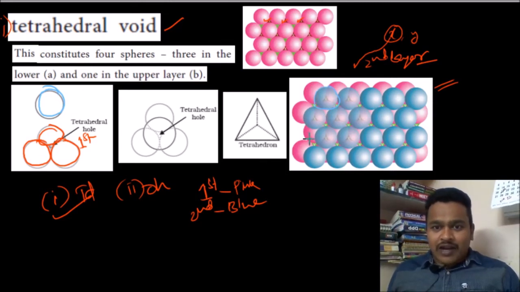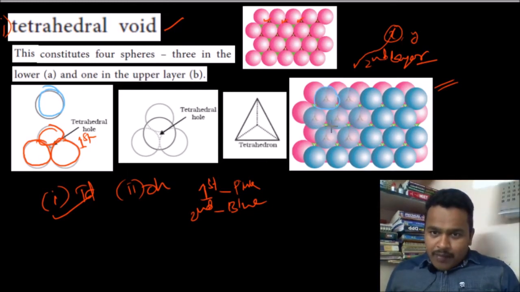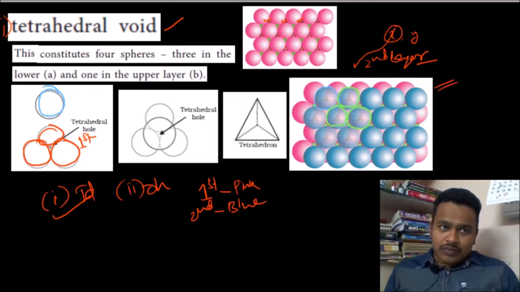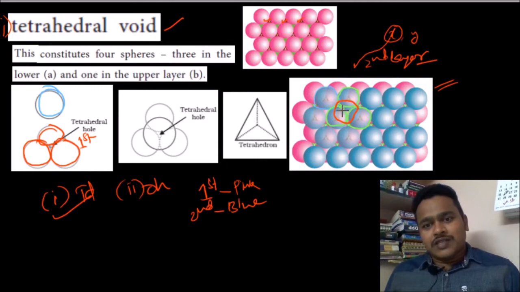And what is the other tetrahedral void? That is also formed by three spheres above and one sphere below. See, I am going to represent it again. Three spheres above, 1 2 3, and below I will show. What is below? Below means this pink. Below these three, one pink is there. That is our first layer sphere.